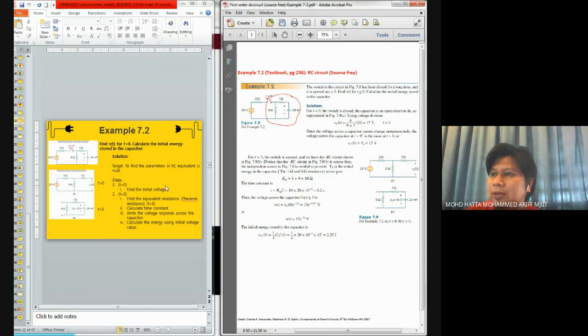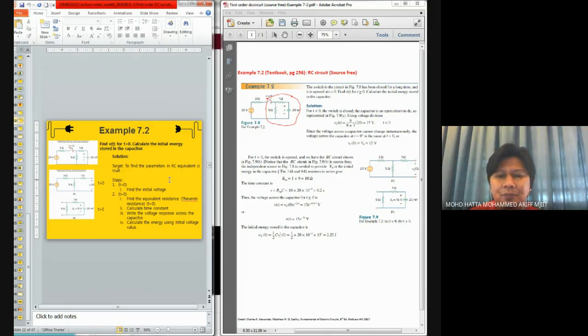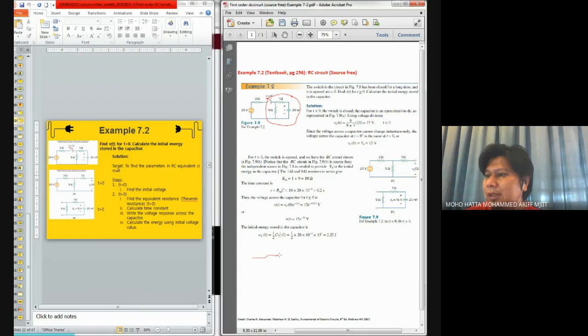What I have in my slide over here tells about the strategy for how to solve that kind of problem. The target is still the same: we try to find the parameters of the RC equivalent circuit. Our main objective is to get a circuit which consists of only these two elements.